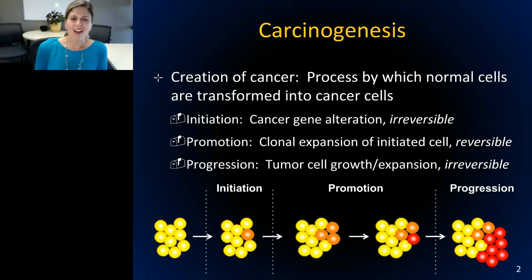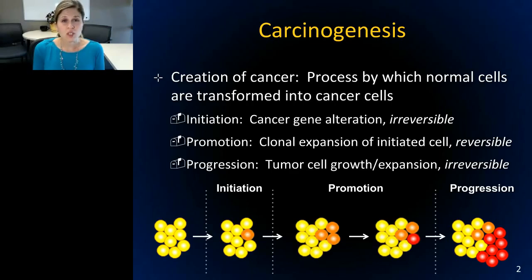Regardless, when we're talking about carcinogenesis and discussing how a cell actually becomes a cancer cell, this is an important point when we start talking about the diagnostic issues and the laboratory testing that we can do, because we need to be able to identify how these cells have been transformed into a cancer cell. So carcinogenesis, also known as creation of cancer, is a process of normal cells being transformed into cancer cells.